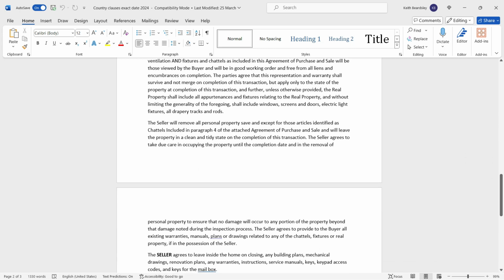Now, this is a clause that I like to put in. Seller will remove all personal property, save and except for those articles identified as chattel. So other than, say, they're selling the stove and the fridge and things like that, they have to remove everything else. So if they've got a yard full of who knows what, garbage or sometimes old vehicles, or whatever the case might be, they have to leave the house basically tidy, and they remove all of this stuff.